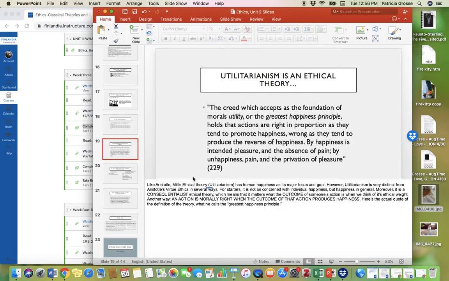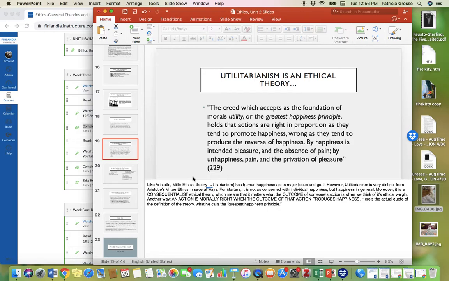But really what's the important thing here is this is an ethical theory that is telling you how you ought to live, right? But this is not looking into character like Aristotle, my personal character. It's looking at the grander scheme of things, right? An action is morally right when it generally promotes happiness to the most amount of people and the absence of pain.